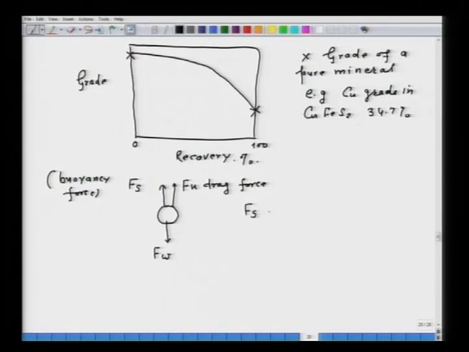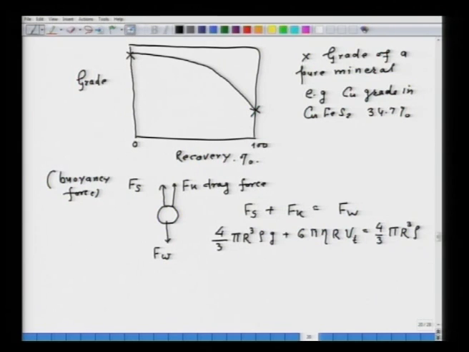So, if you do the force balance, then we say that F_s plus F_k is equal to F_w. If I substitute the values, I consider a spherical particle, then 4/3 pi r cube rho into g plus this is the drag force, this is the viscosity, V_t. I will tell you what is V_t, that will be equal to 4/3 pi r cube, density of the solid, into g.